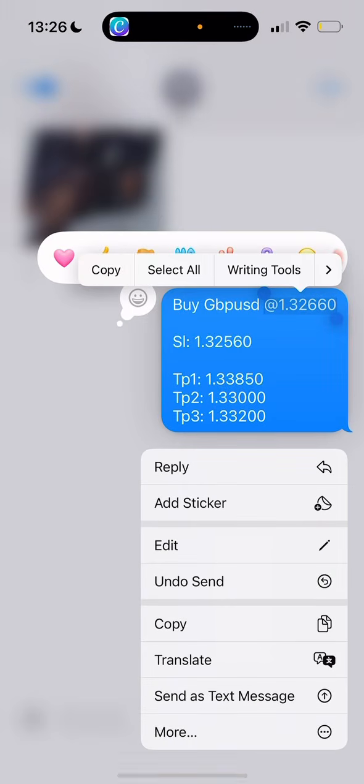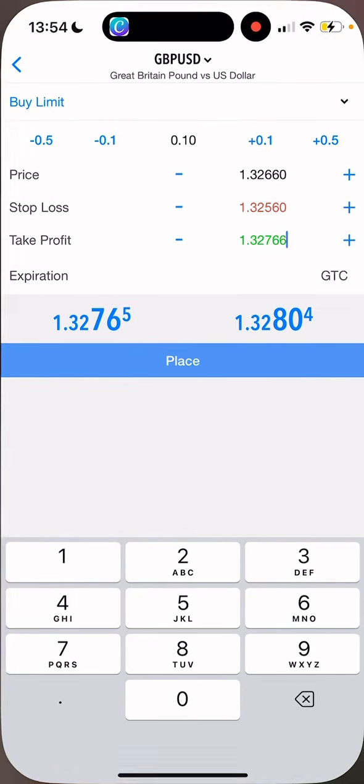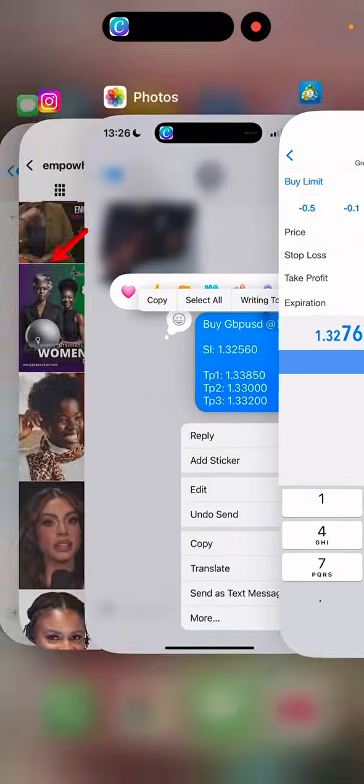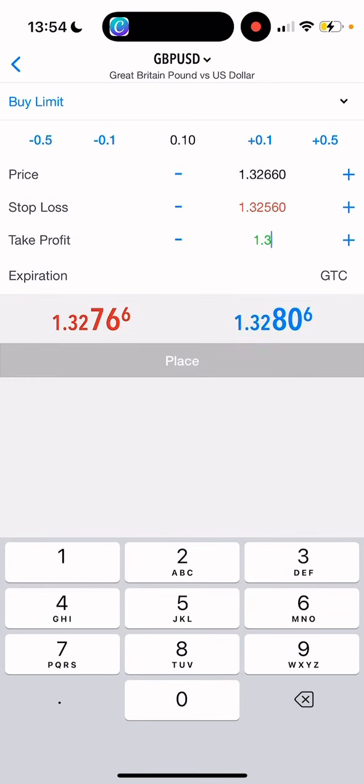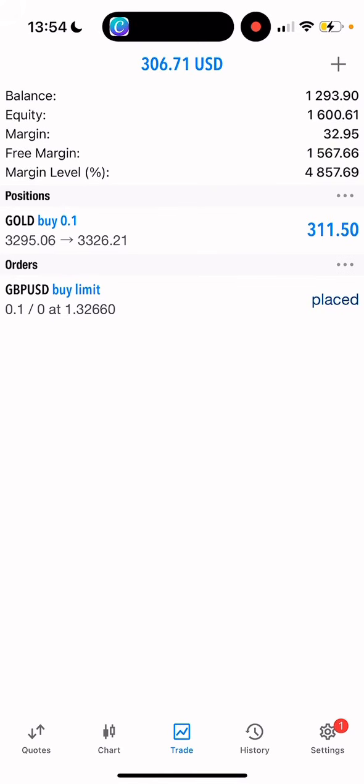I could choose to take TP1, TP2, TP3. So for the sake of this example, I will put TP1 alone. So I could do this 1.33. Sorry, that's supposed to be 1.32, not 1.33. But let's just put 1.32850. I will place the trade. Now it should show in orders, meaning that this trade is pending, right? If you see this, it means that the trade is pending.